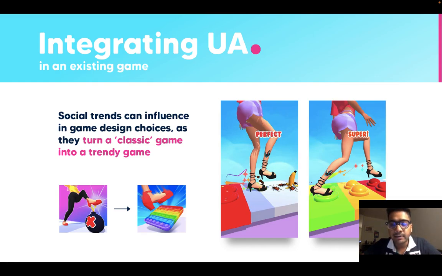Here we have the example of Tippy Toe, one of our hit games released in summer 2021. We changed the icon and some levels of the game in order to include pop-it trends and make it more trendy and attractive. We saw that by changing the icon, integrating this pop-it trend, we were able to lower the CPI from 60 cents to 35 cents in the United States. And integrating the pop-it social trend inside the game itself, we were able to bump the playtime metrics by over 25%.